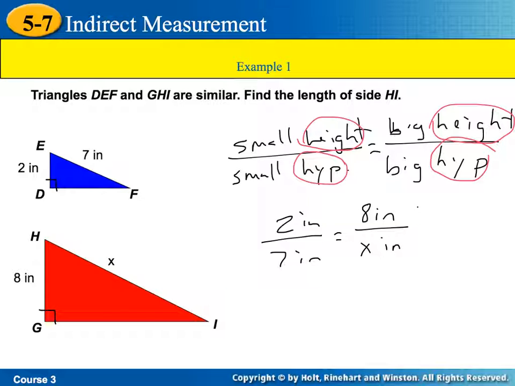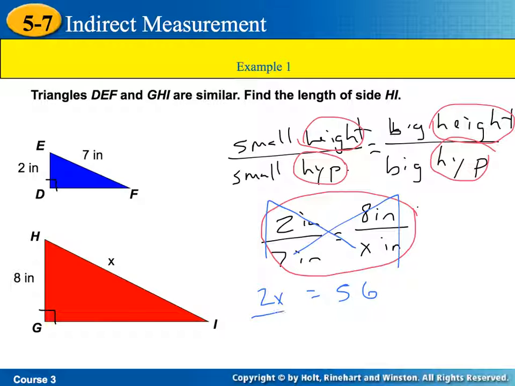I want you to be able to set up this proportion. This proportion is absolutely vital. On your homework later on, you may be able to find the measurement right away, but I want you to come up with a proportion, because this isn't just about finding the answer. The other part is, can you come up with a proportion? Writing a proportion is equally important as the answer. So I wrote my proportion. Now I'm going to solve. I get 2x, cross multiply, is equal to 56.